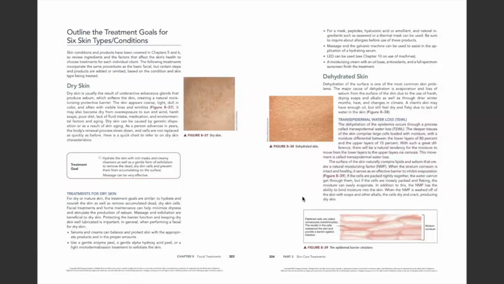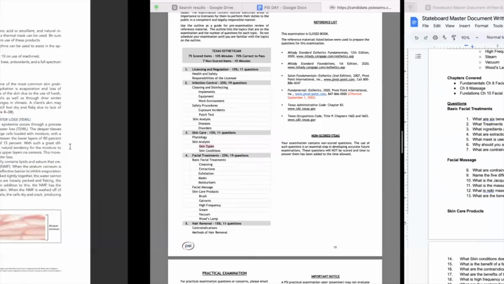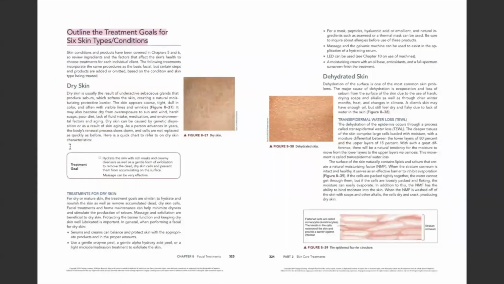The skin types. So outline the treatment goals for 6 skin types and conditions. You've already studied skin types. Remember, it's right here because we understood skin analysis. And then again, we did skin analysis chapter for skincare. Skin types, you've already got a good foundation. Now it's asking you to further understand the goals of the skin type.